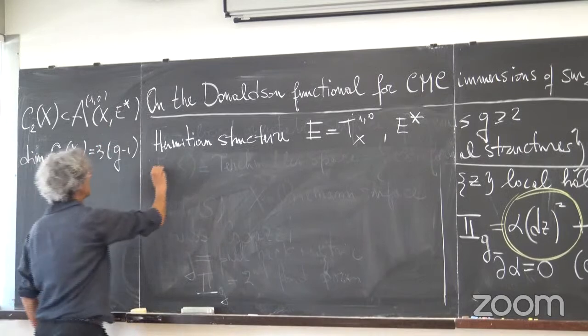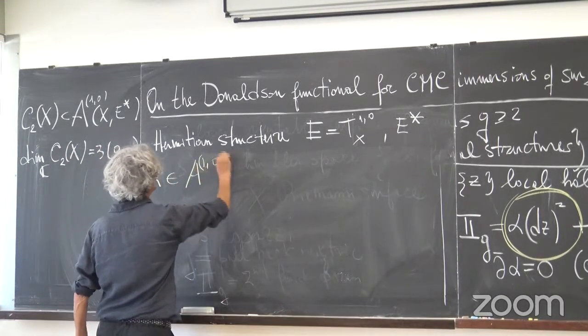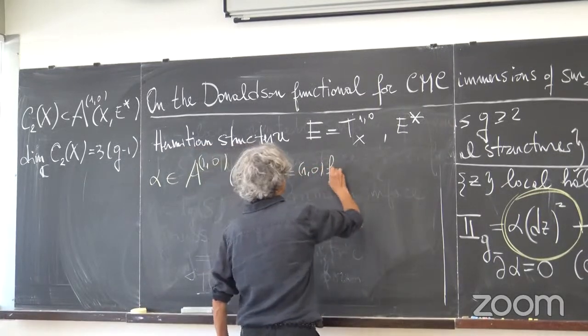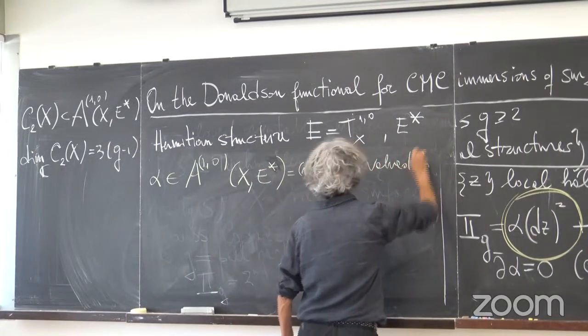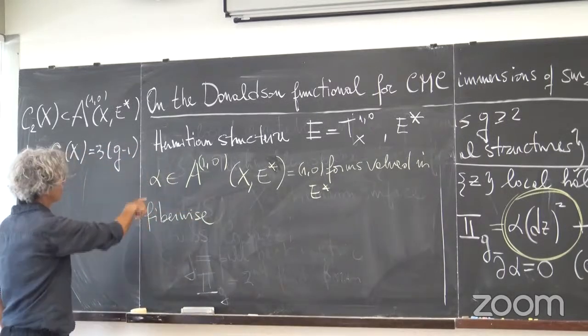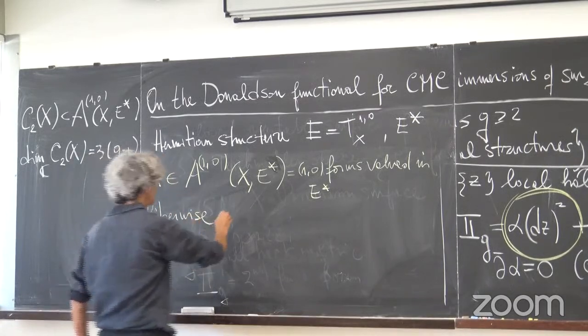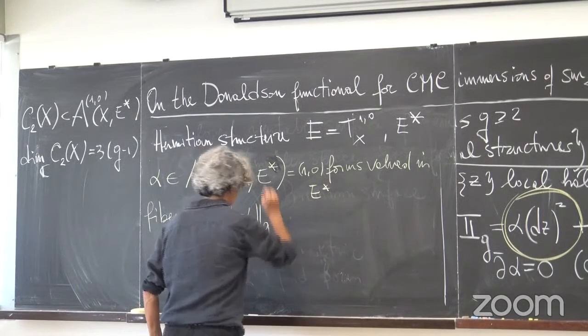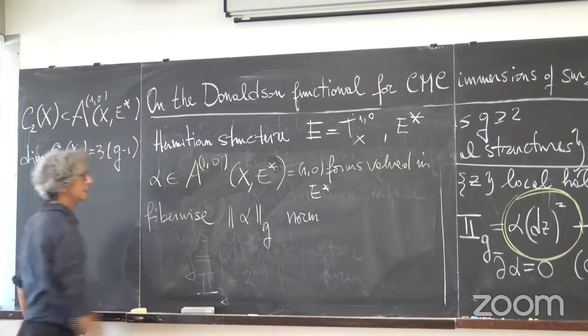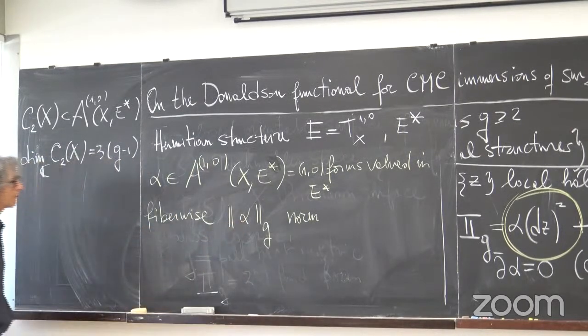And therefore, once you have such a Hermitian structure, namely a well-defined Hermitian product, then for every section, if alpha is an element of A^{1,0} valued in E star, so it's a 1-0 form valued in E star, we have a sort of fiber-wise Hermitian product defined for such a form, and so correspondingly a fiber-wise norm of alpha, which I put with subscript g. For any alpha which belongs to A^{1,0}, not only holomorphic ones, there is a well-defined fiber-wise norm coming from the fiber-wise Hermitian product induced by the one on E and E star. Okay, so we have a norm for such elements. That's something that we want to keep in mind.